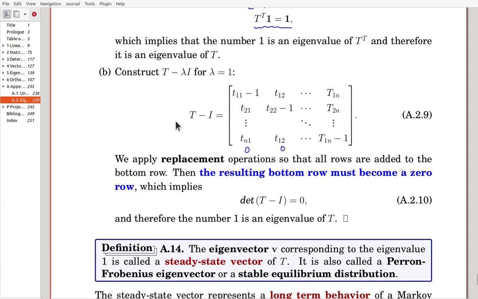Now, the determinant of this matrix and the determinant of the transformed matrix will be the same. But when a row is 0, then we know the determinant is 0, so that T minus I has determinant 0, which means that 1 is an eigenvalue of the matrix T. Okay?